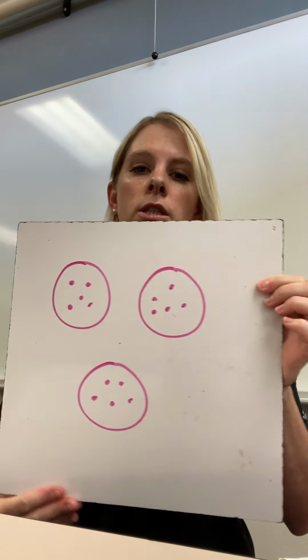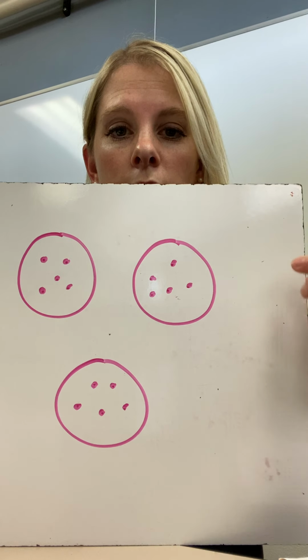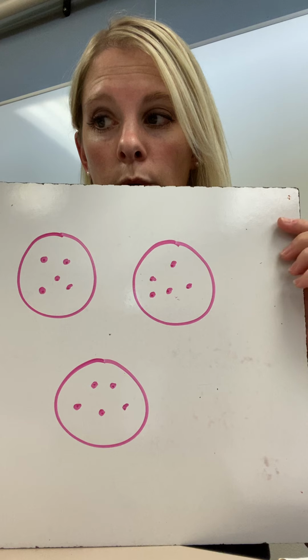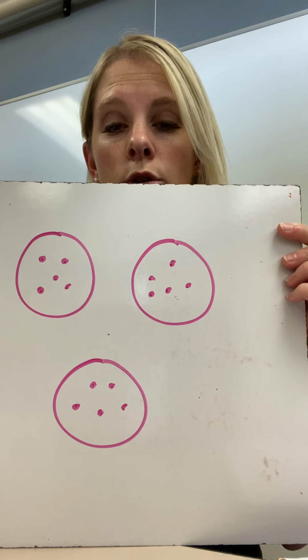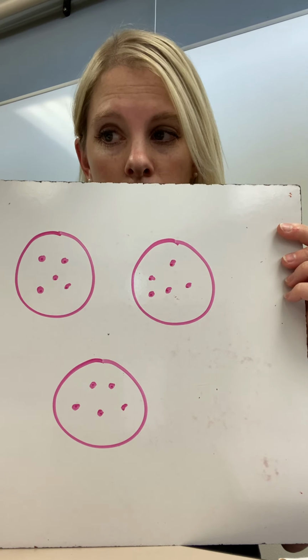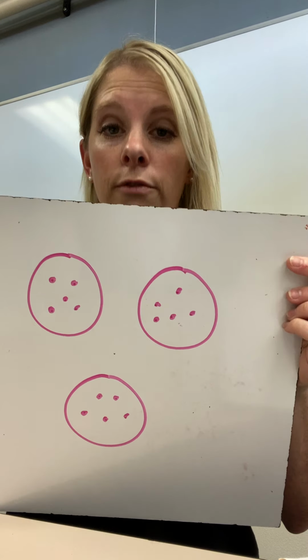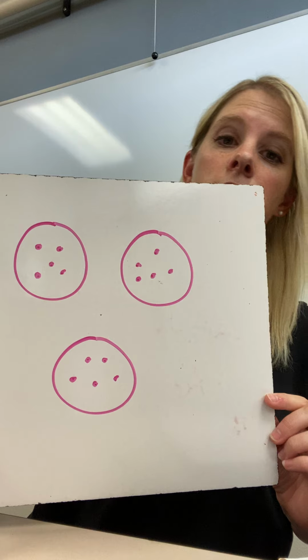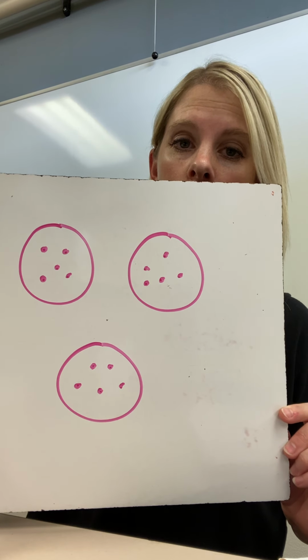So if you went ahead and did that, your board should look similar to this. I have my three groups and I have five in each group, okay? So how many groups are circled? Three. How many are in each group? Five, okay? Now, if I wanted to write an addition sentence for that, what would that look like?